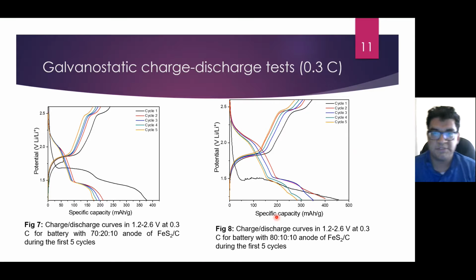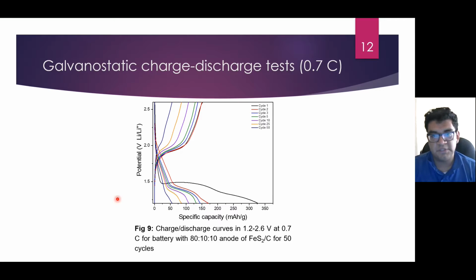For the galvanostatic charge-discharge test, the 80-10-10 configuration showed higher capacity than the 70-20-10 configuration. And you can see this configuration could resist the current better with the next cycles compared with this graph. And for the galvanostatic charge-discharge test at 0.7 C, the 80-10-10 configuration could resist currents above 0.7 C.